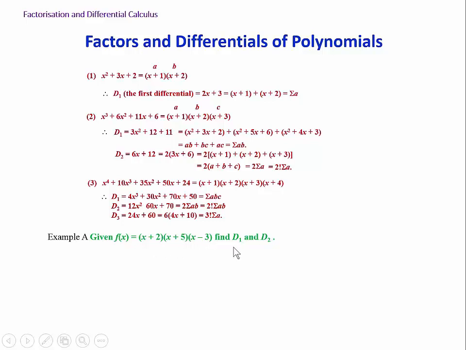So let's see, it's a cubic, and so that's example 2 here. And we're interested in d1 and d2, and so this is the result for d1, and this is the result for d2.